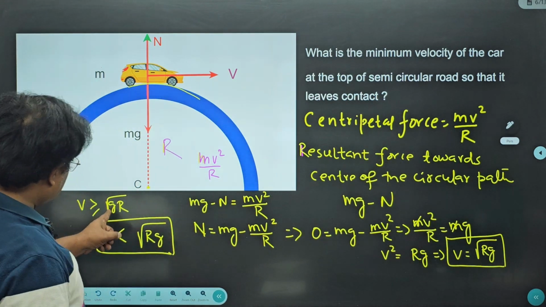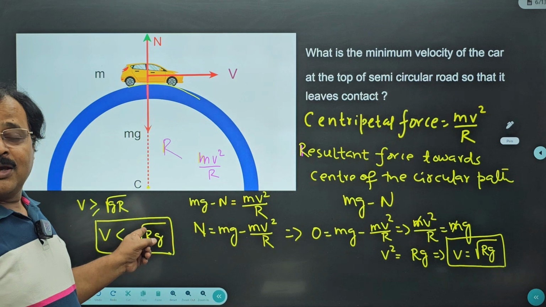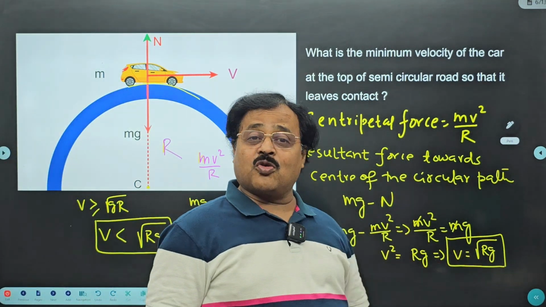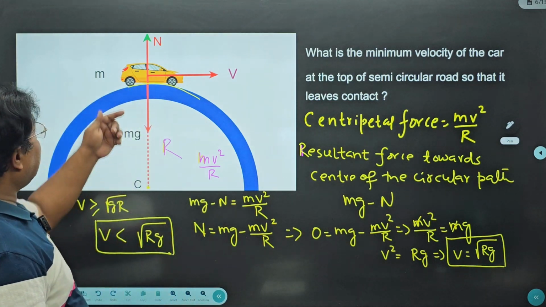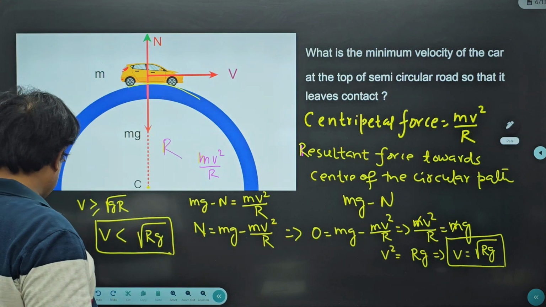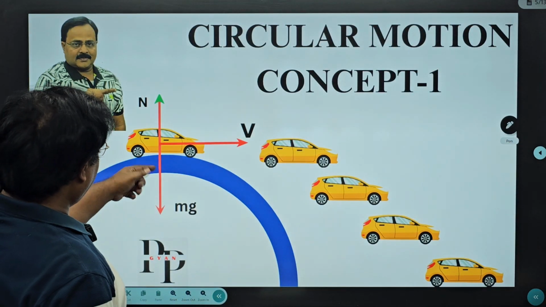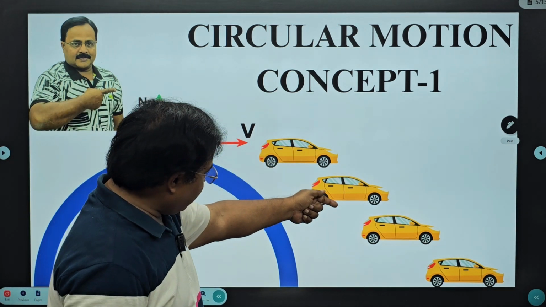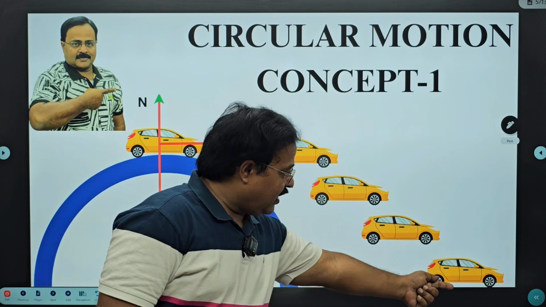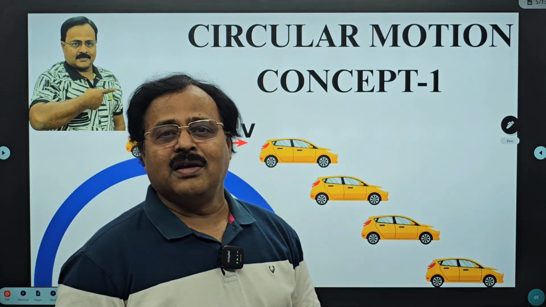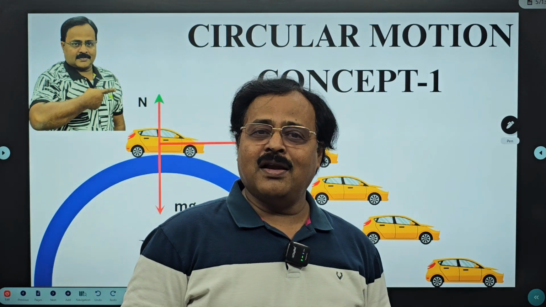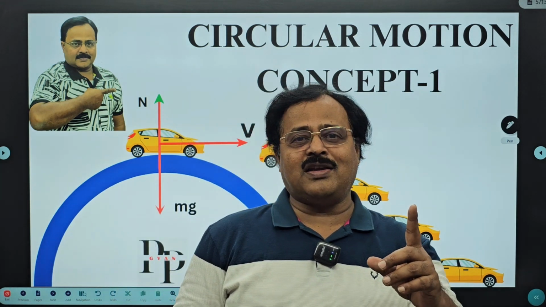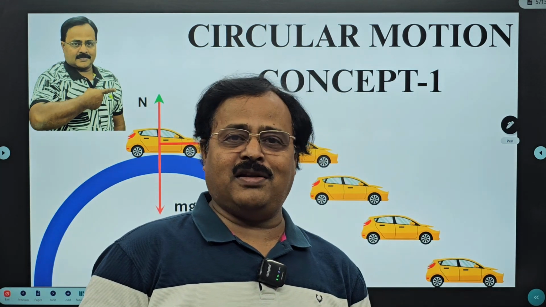If the minimum speed at which it leaves contact is root over of gr, and if the speed is greater than root over of gr, what will happen? You see, as I have shown you here, it leaves contact, then gradually it comes down as shown, and ultimately it hits the ground. The people inside the car may receive injury due to this. This is concept 1 in circular motion, as I had explained.